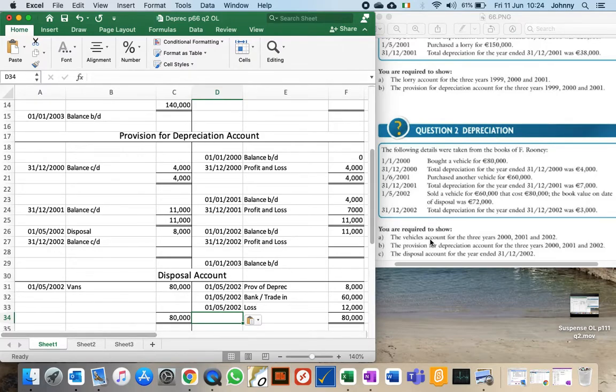So we've done the vehicles account, provision for depreciation, and the disposal account.